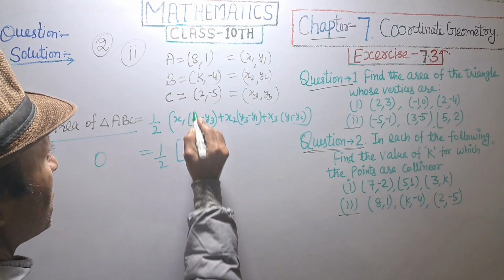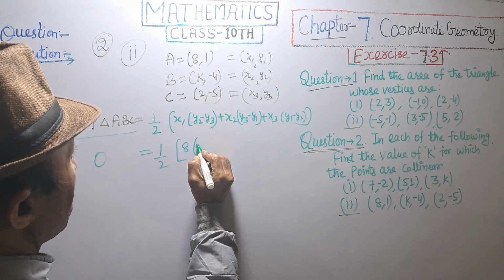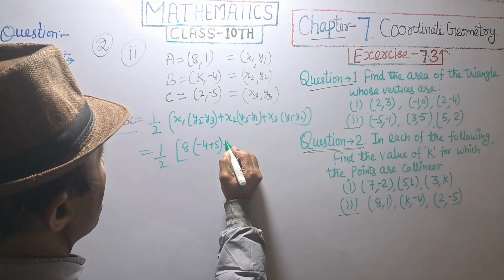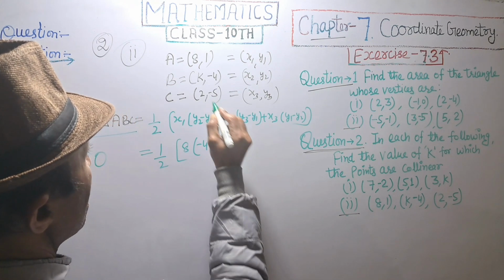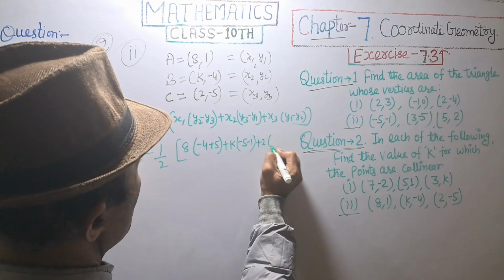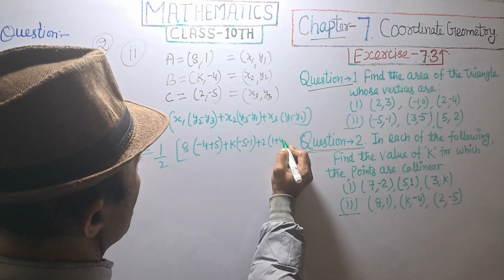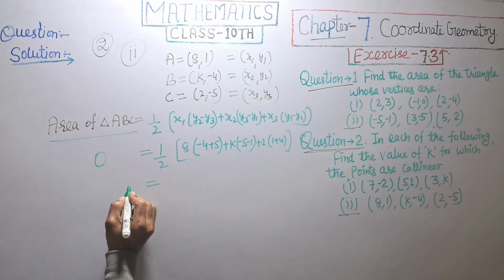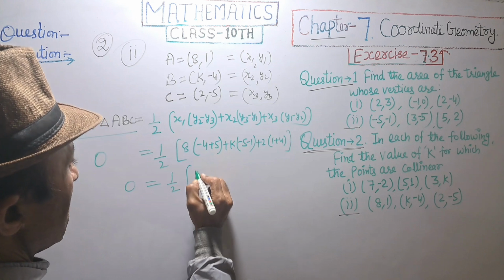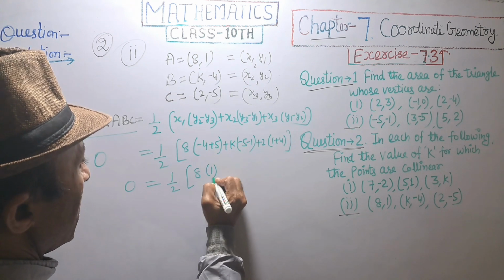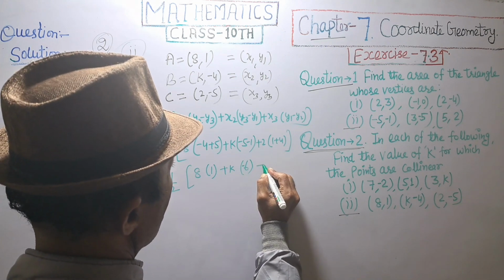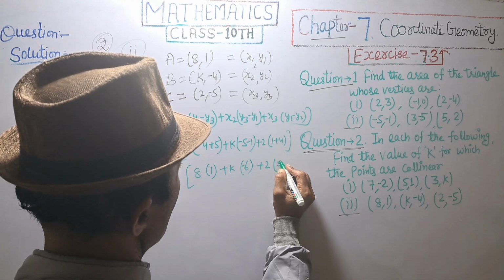Half x1 is here 8, and minus 4 minus minus plus 5 plus k minus 5 minus 1, plus 2, 1 plus 4. 1 upon 2, 8 into 1 plus k plus 2 into 5.